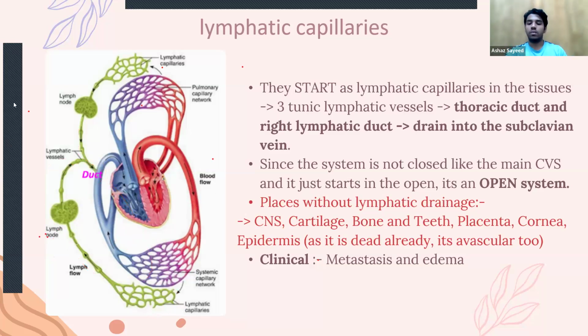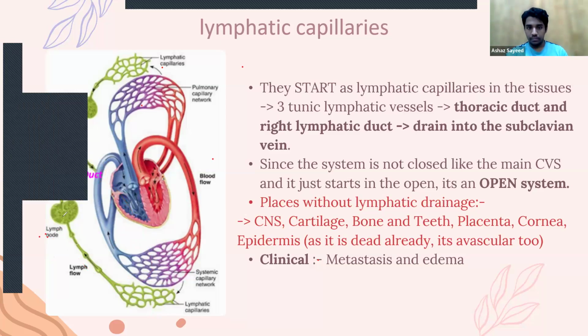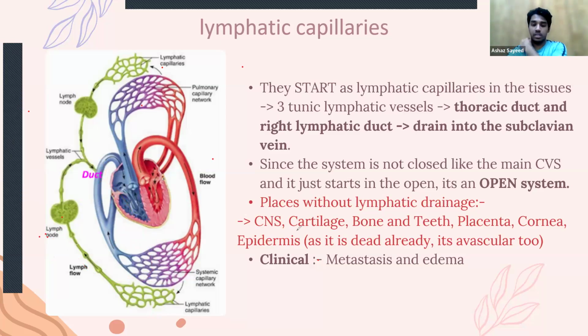Now there are some places you have to know which do not have lymphatic drainage. For example, the central nervous system does not have lymphatic drainage. The tough structures in your body, like your bone, teeth, and cartilage, don't have lymphatic drainage. The placenta does not have lymphatic drainage. The cornea does not have lymphatic drainage, and neither does your epidermis. Epidermis is just the uppermost layer. It's already a dead layer, and it's avascular. It's just dead cells. They don't need lymphatics anyway. So just remember this.